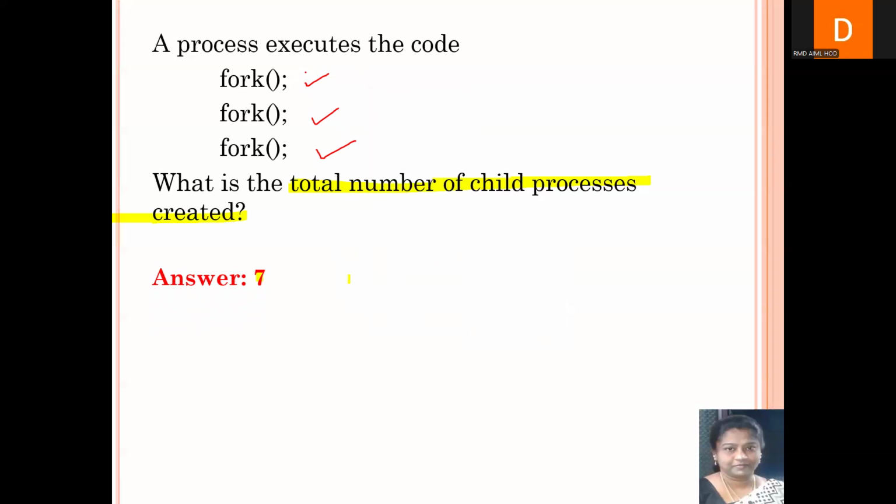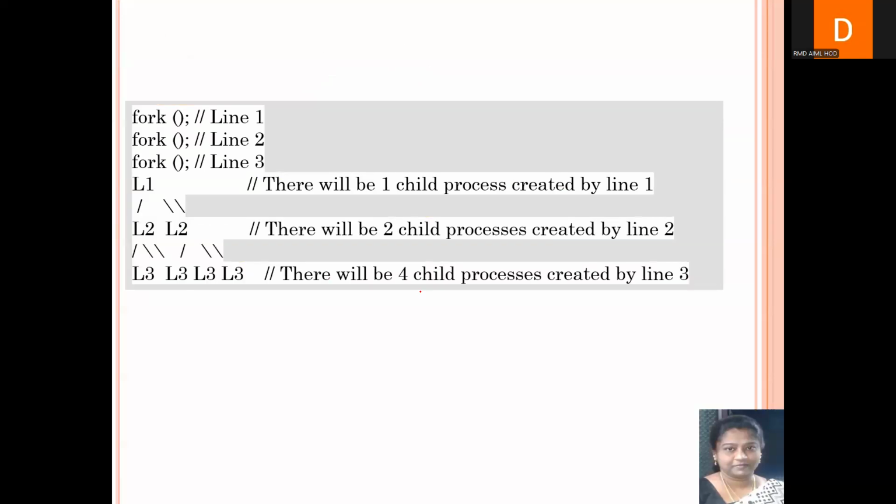For that purpose, let's designate each fork system call with a line number. I call this line 1, the second one line 2, and the third call, I call it line 3. Now, let's discuss it further. Now, what is being done? Line 1 will create 1 child. Line 2 will create 2. And line 3 will create 4. So, 1 plus 2 plus 4 is 7.